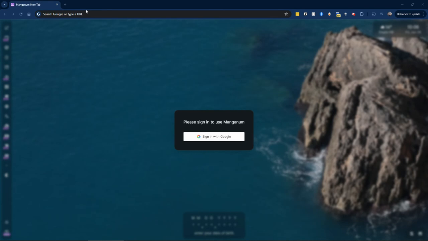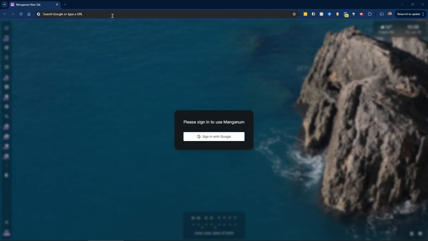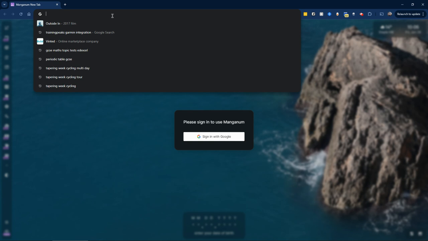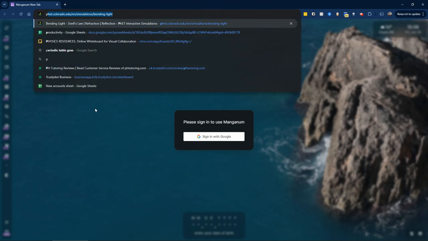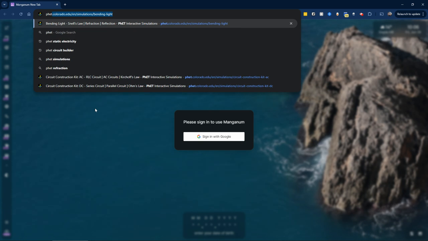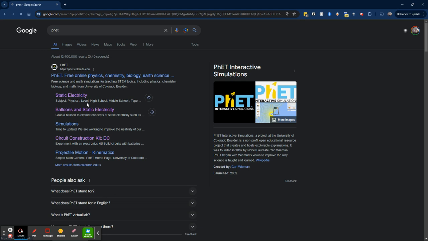Right, today I'm going to look at voltage, current, and resistance. I'm going to use a simulation, so I'm going to show you how to find it. PHET. And then you get these ones here. This is the website, and they have lots and lots and lots of simulations.